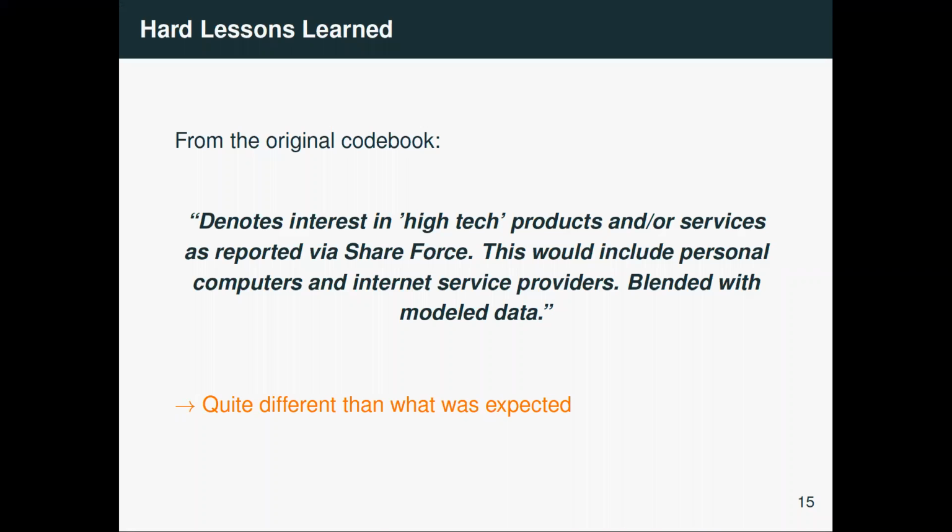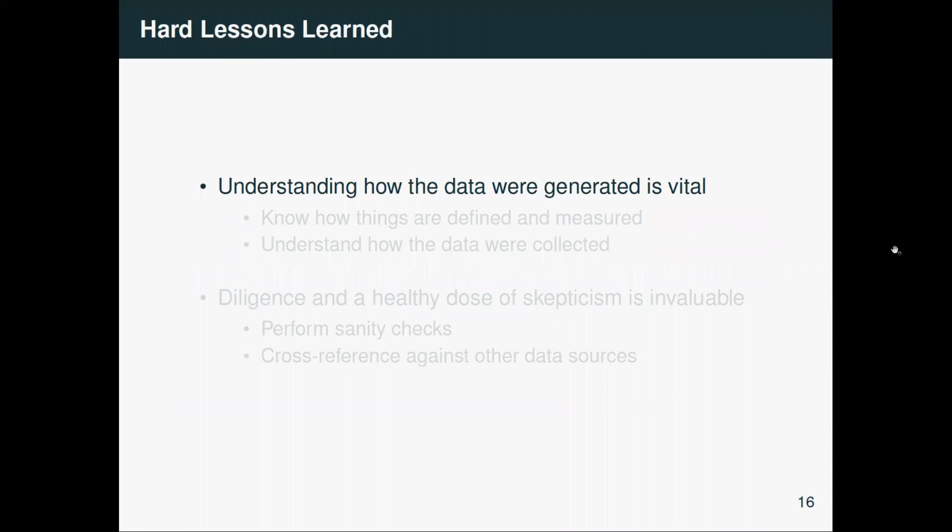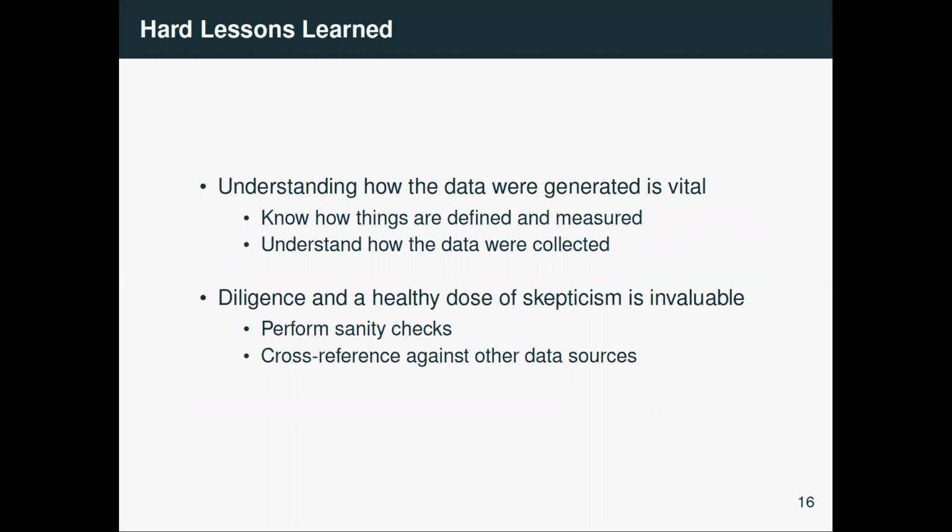At FiveThirtyEight, we ended up having to write a 2,000-word retraction article laying out everything we found about the data and how we shouldn't have used it. And the basic lesson, the hard lesson learned here, is that a basic understanding and diligence about the data generation process could have saved a lot of time and heartache for many people involved. Understanding how the data were generated, specifically knowing how things were defined and measured and how they were different, how they were conveyed to each person involved in the pipeline, and then understanding how the data was actually collected. Additionally, performing sanity checks and cross-referencing against other data sources.